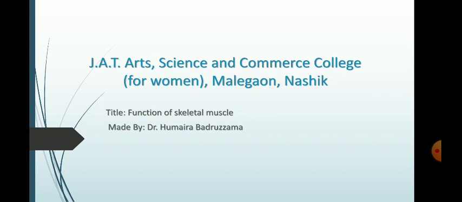Now my lecture is based on the function of skeletal muscles. The skeletal muscles are packed into the skeletal tissues. They are attached over the bony skeleton. Their fibers are the largest ones and they show strips, hence they are also known as striated, and can be controlled voluntarily. Skeletal muscle is hence also known as voluntary muscle.